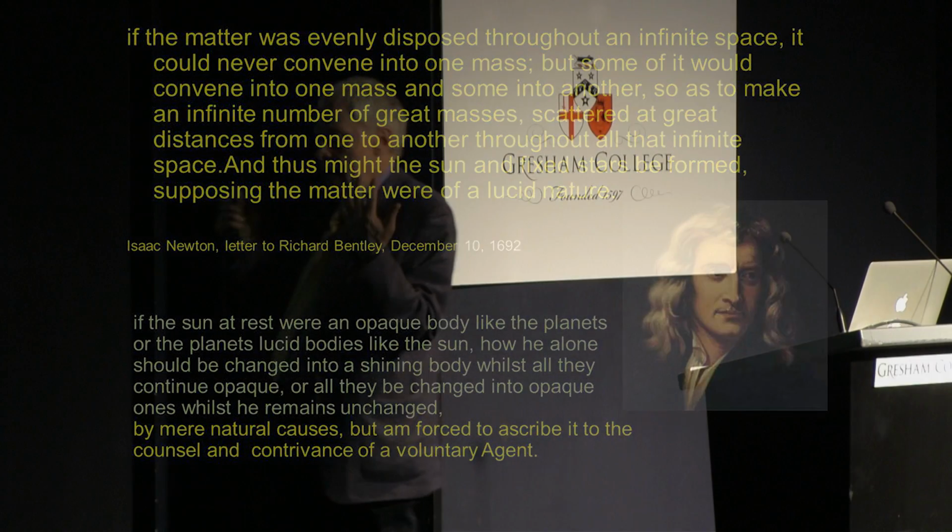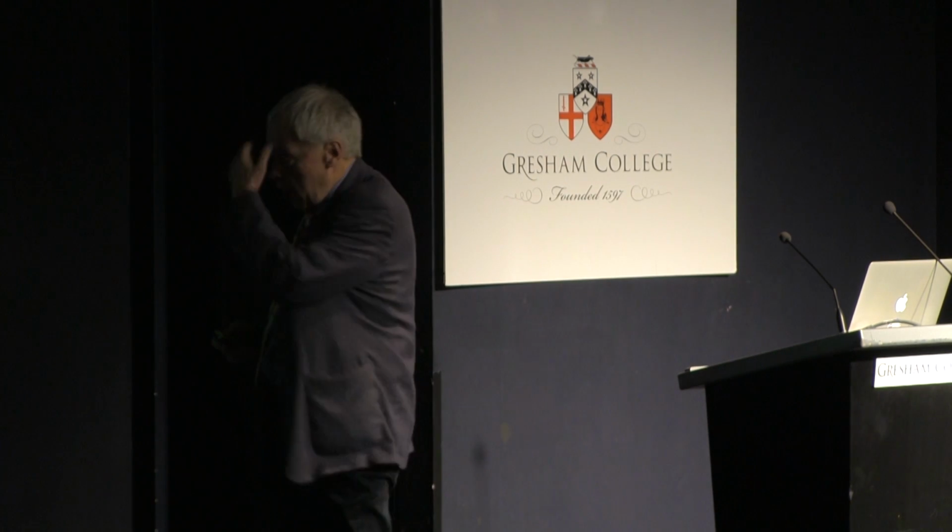So he could not understand why his notion of gravitational stability caused planets to form and stars to form, given they were so different. And now Newton was a very religious man, and so at the end of the day, he said he was forced to ascribe this to the counsel and contrivance of a voluntary agent.